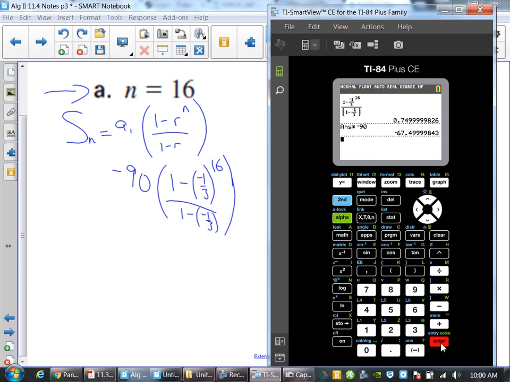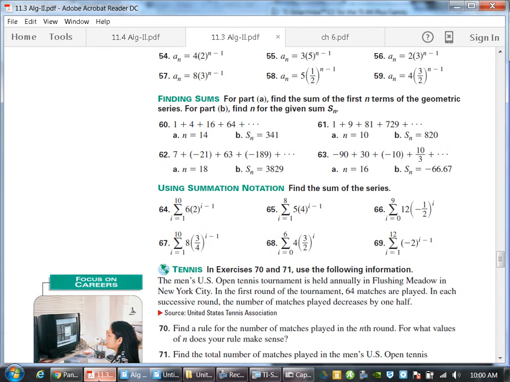Now, how do you identify which one you're going to use? I cut the instructions off. If you read the instructions, it'll say, for part A, find the sum of the first n terms of the geometric series. For part B, find n for the given sum. So it's going to tell you geometric or arithmetic series. When you do stuff like this with the pluses, it's going to be all series. So you know you have to use your series formulas.